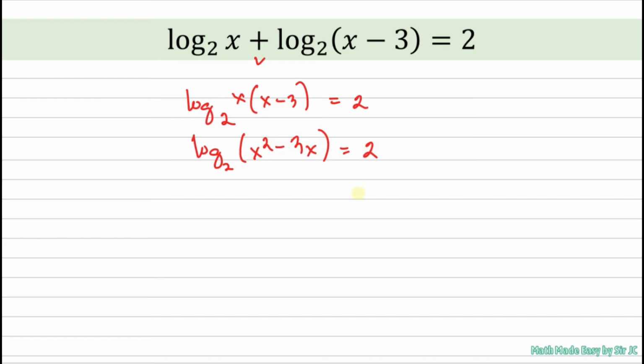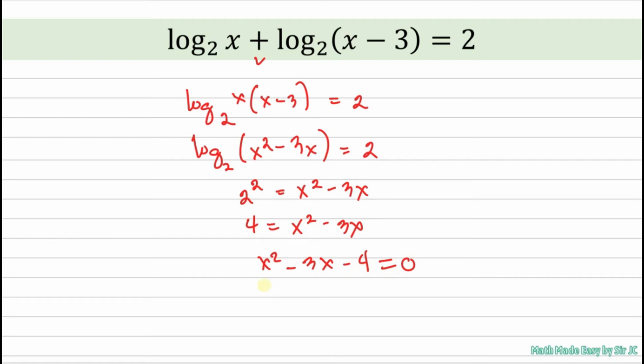So how are we going to solve for x? In this case, we are going to transform this into exponential form. We have base, then the value squared equals this, x squared minus 3x. So we have 2 squared equals 4, then equals x squared minus 3x. And then this is quadratic, so we have to equate this to 0. We have x squared minus 3x transpose 4. We have minus 4 is equal to 0.